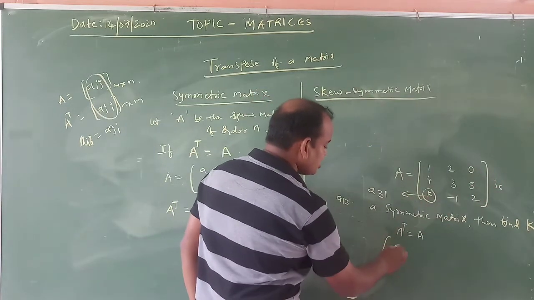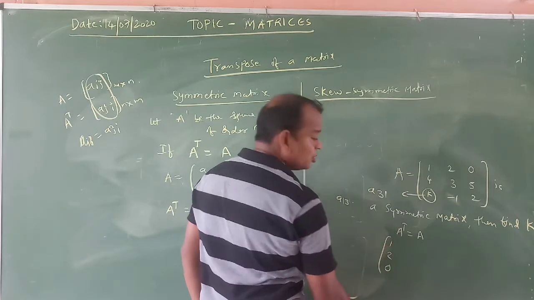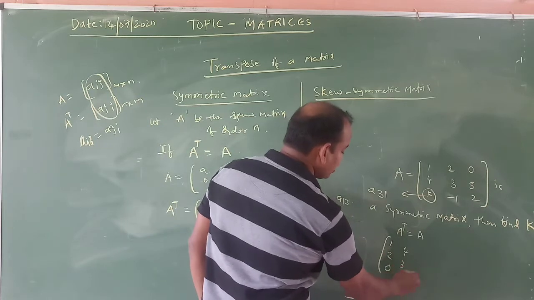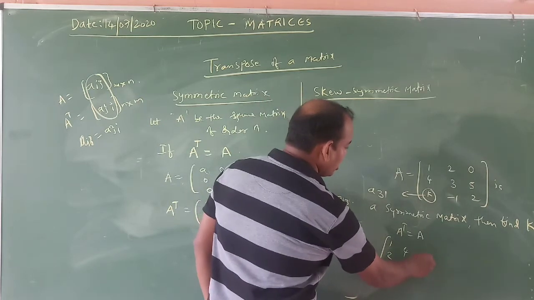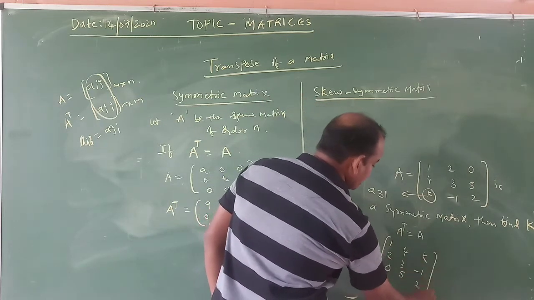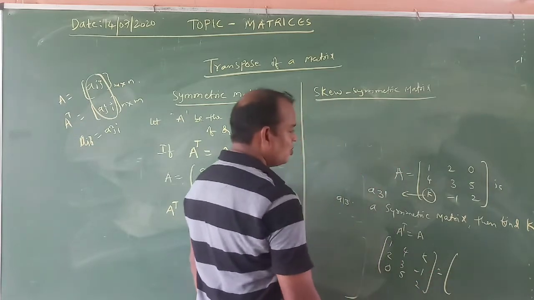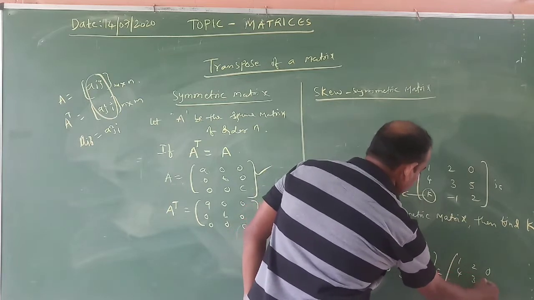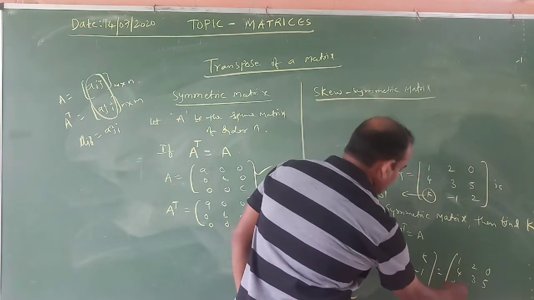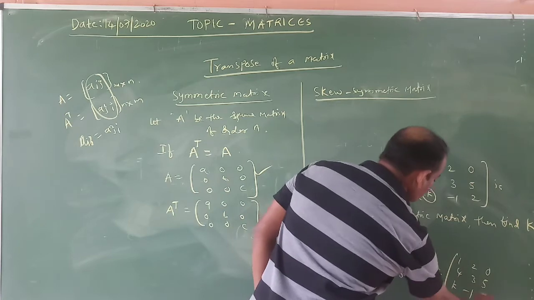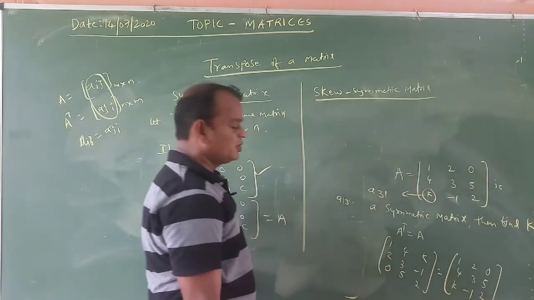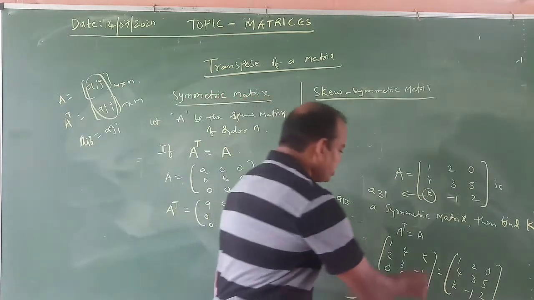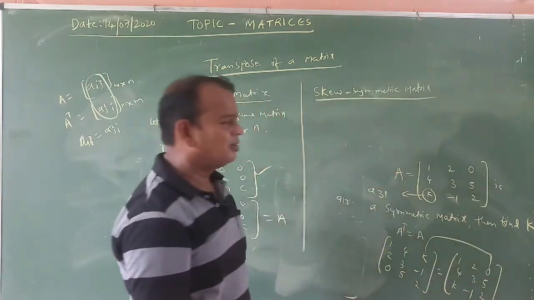Otherwise, do it this way. A transpose means 1, 2, 0; next, 4, 3, 5; next, K minus 1, 2, and this is equal to A. What is A? A is 1, 2, 0; 4, 3, 5; K minus 1, 2. Comparing the corresponding elements of the transpose and A, the K value must be equal to 0.